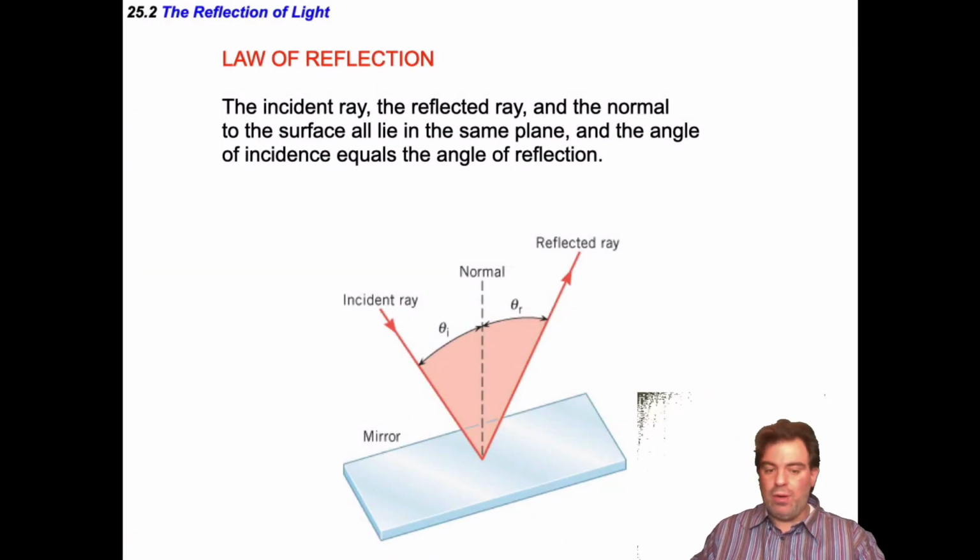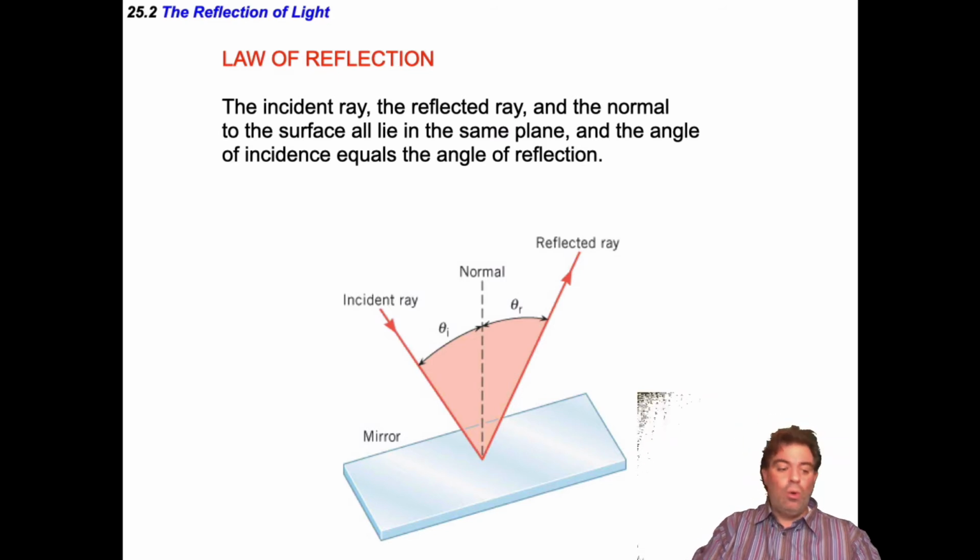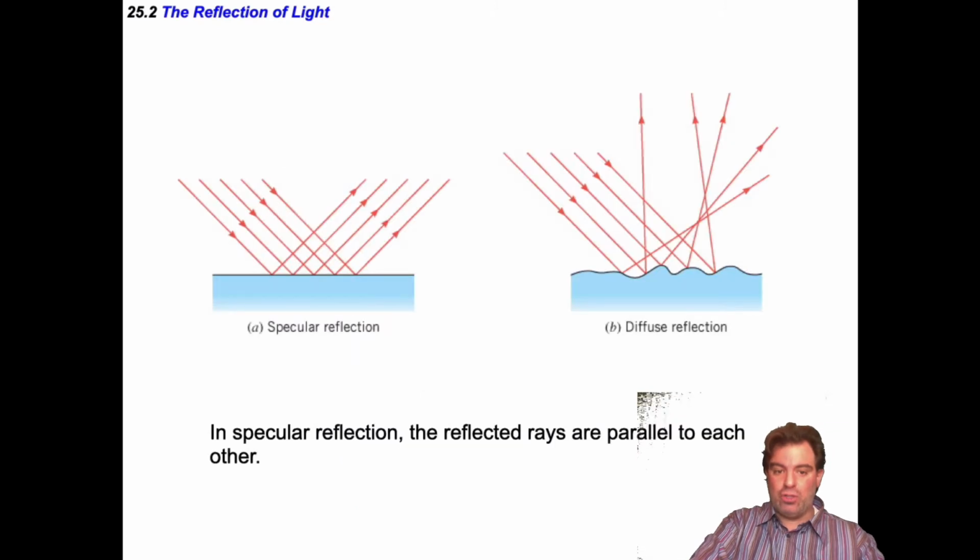As you can see right over here, we have an incident light ray. It strikes the surface of the mirror, and all the light rays now get reflected, because that's what a mirror simply does. The angle of incidence always equals the angle of reflection.